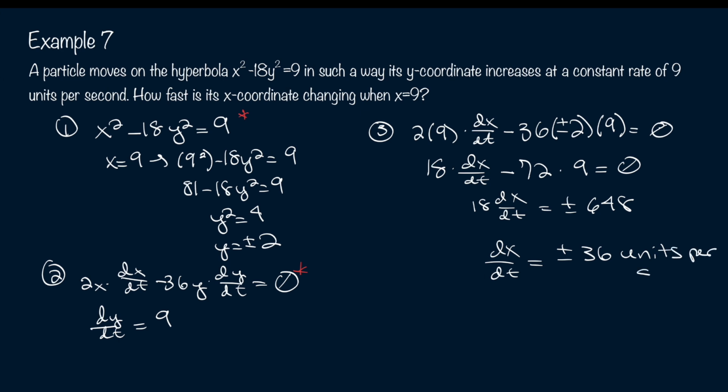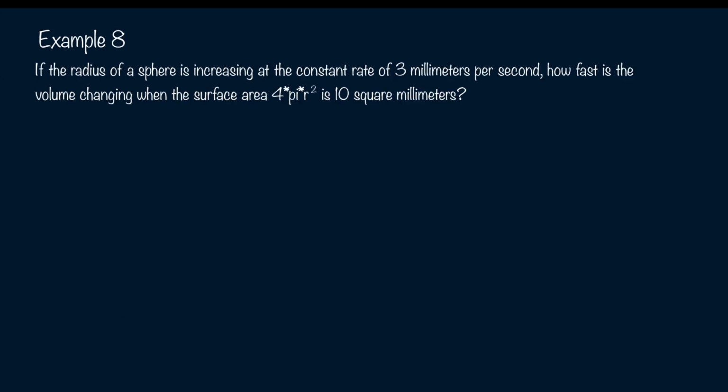Example 8. If the radius of a sphere is increasing at the constant rate of 3 millimeters per second, how fast is the volume changing when the surface area 4 pi r squared is 10 square millimeters? So let's go ahead and write down the volume of a sphere, which is going to be 4 over 3 pi r to the third.